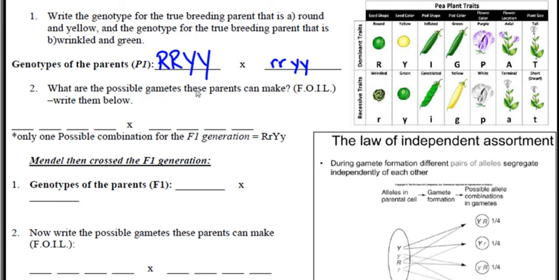So we take a look at the first parent genotype, the first allele of the first trait, and it'll pair up with the first allele of the second trait. So that is our first allele combination. Our second allele combination, first allele of the first one, second of the second one. And then we go second allele, first allele. And then finally, second and second. So 4 different combinations.